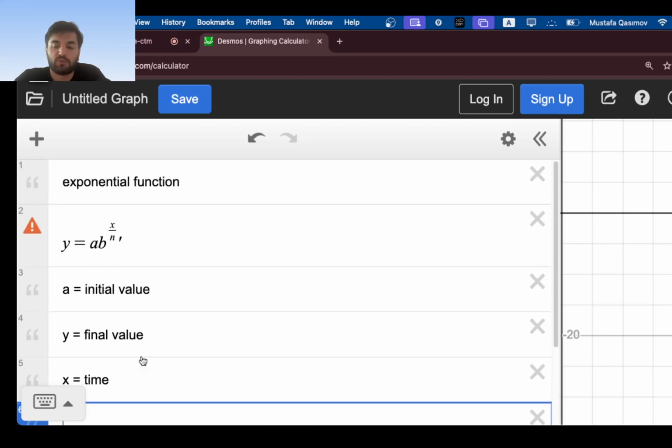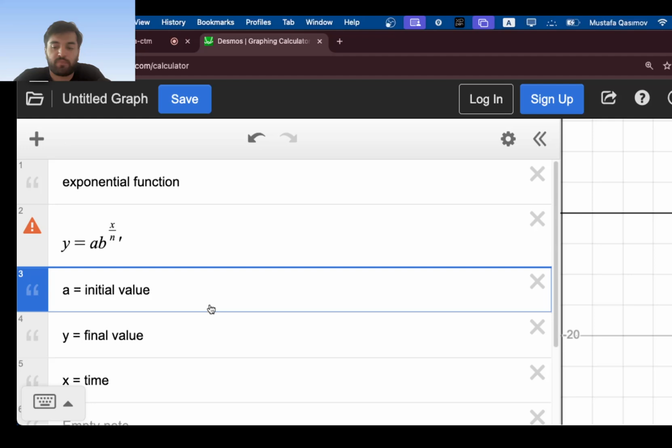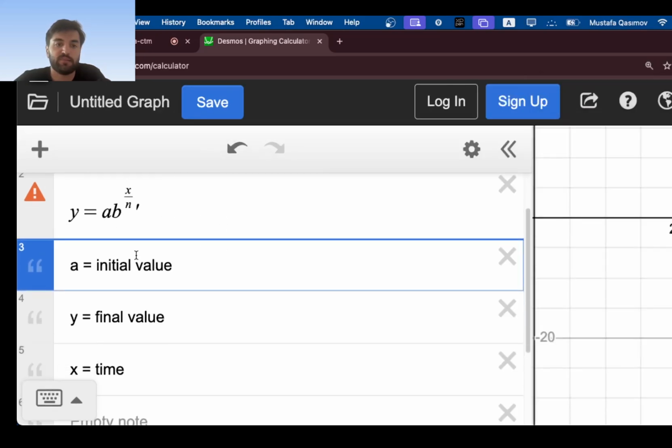Okay, now let's look at the relation between b and n.